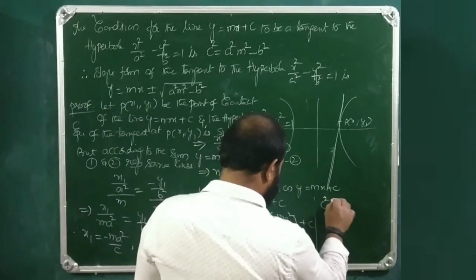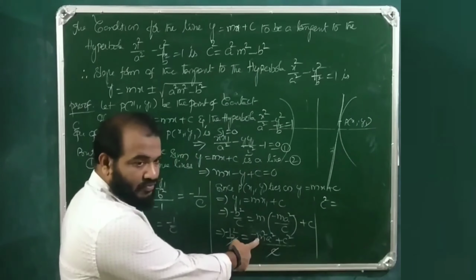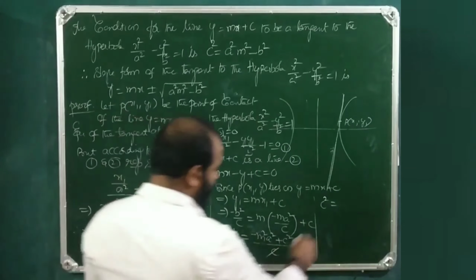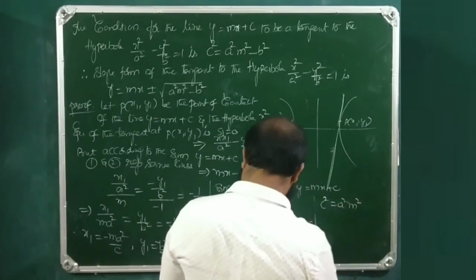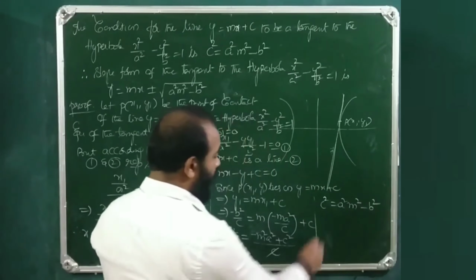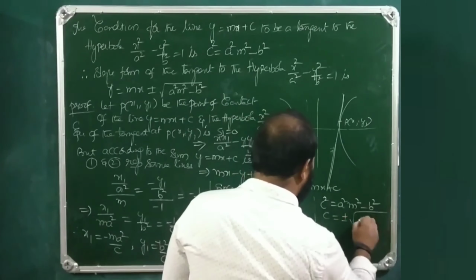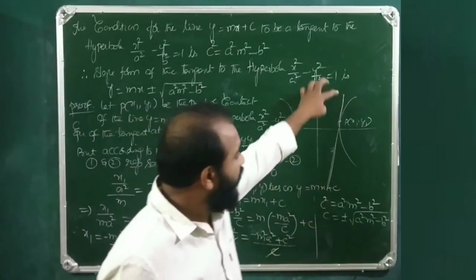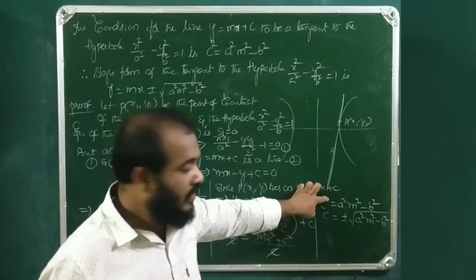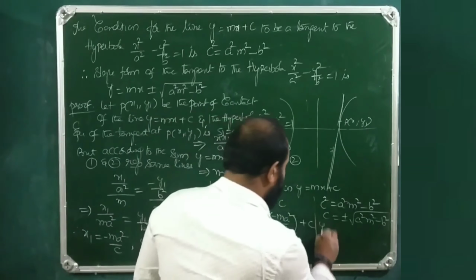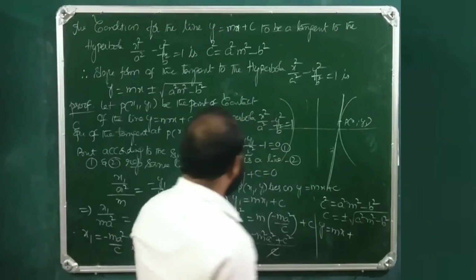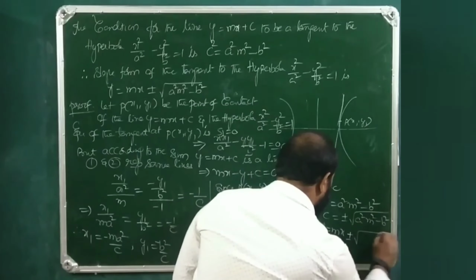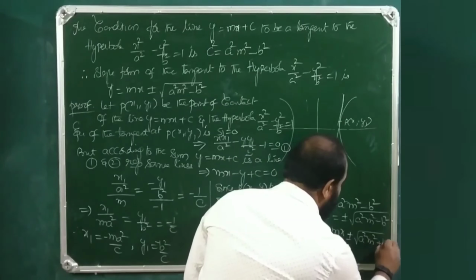So from this, c square is equals to minus m square a square if you transpose to this side, minus b square. So c square is a square m square minus b square. So c is plus or minus square root of a square m square minus b square. Therefore the equation of this line in its slope form is y is equals to mx plus c. In the place of c we got this, so plus or minus square root of a square m square minus b square.